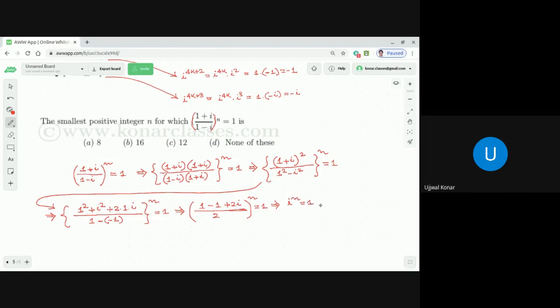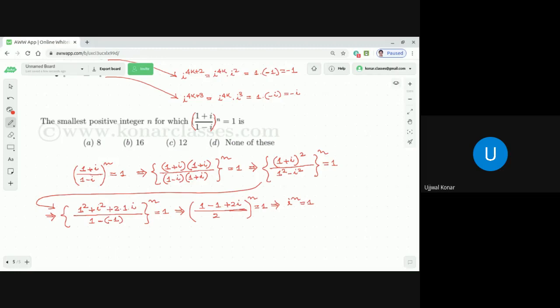So what will be the value of n, dear students? n should be equal to 4. That is the least possible value. If n equal to 4, then n equal to 4 is the least possible value of n for which i power n is equal to 1. Now, more than 4 there are also answers. For example, if you take 8, then also you get 1.